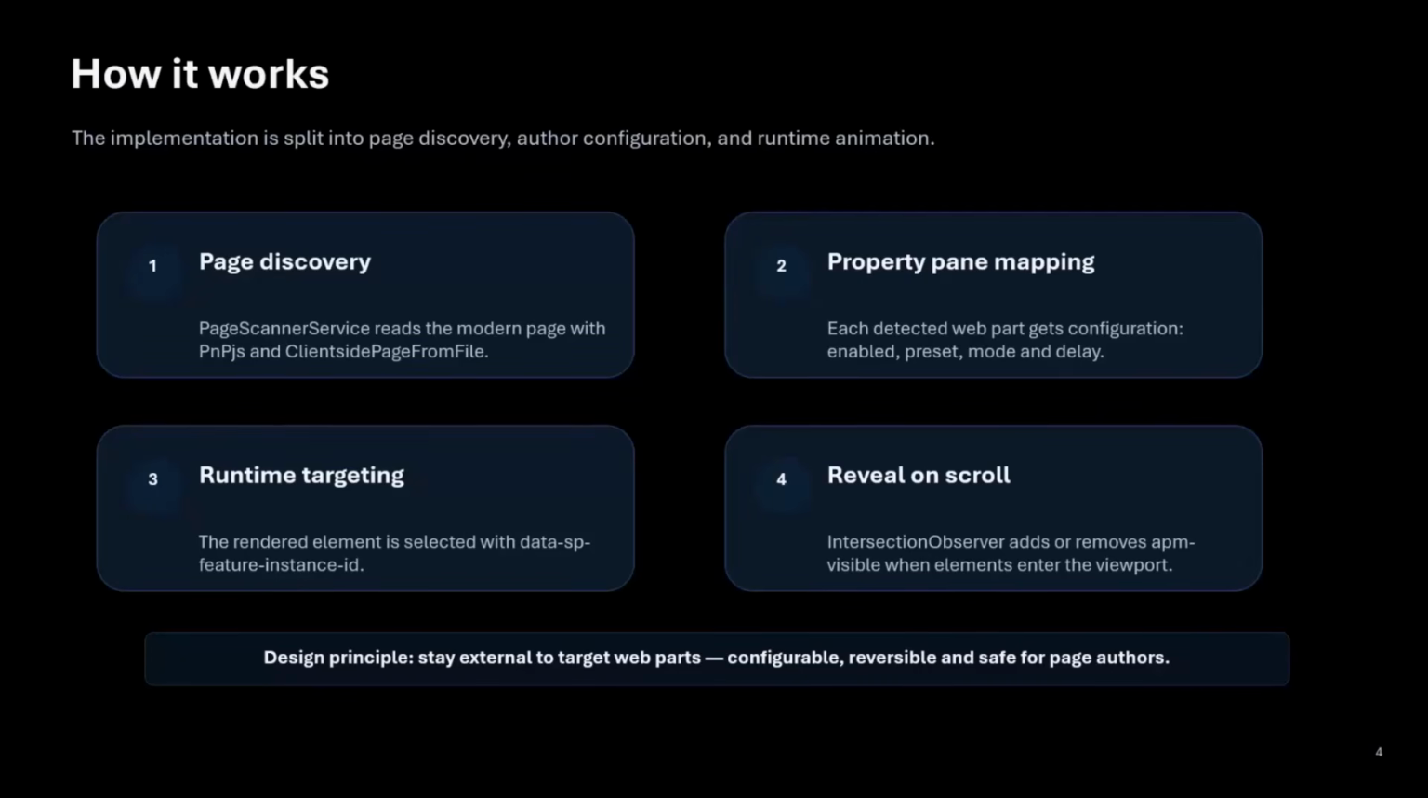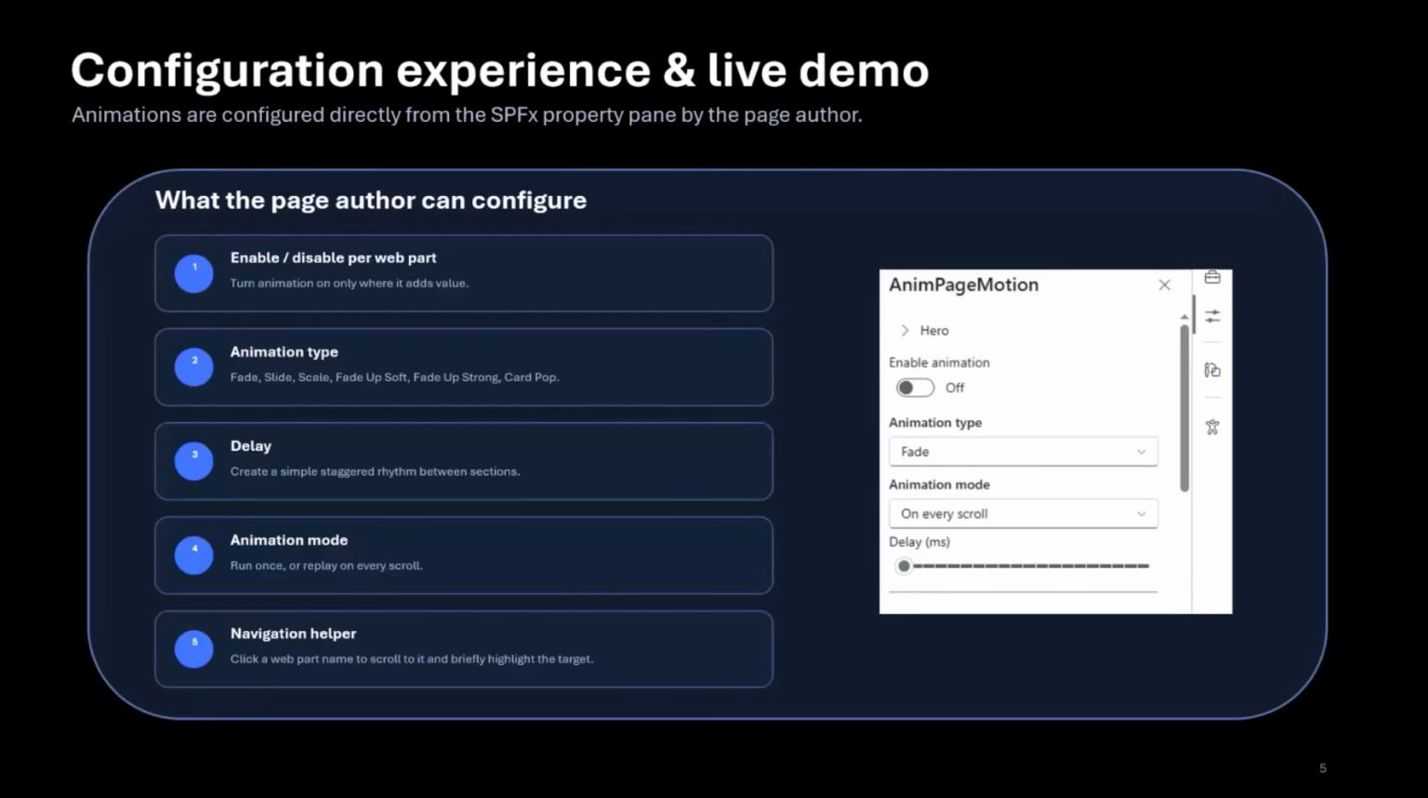Now let's move from the technical flow to the actual configuration experience. Before switching to the live demo, this slide summarizes what the page author can configure. AnimPage Motion is configured directly from the SPFx property pane. For each detected web part, the author can enable or disable animation. They can choose the animation type, for example, fade, slide, fade up soft, or fade up strong. They can also configure a delay. This is useful when you want the sections to appear progressively instead of everything animating at the same time.